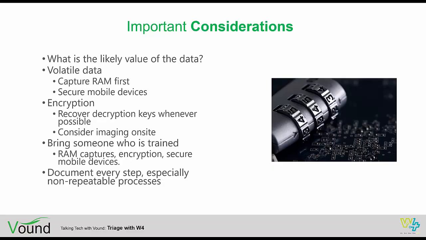Let's go over some important considerations. What is the likely value of the data? You don't want to waste time doing extractions on evidence items that are unlikely to hold responsive data. That shoebox with the suspect's old Motorola Razr is very unlikely to contain any evidence of a recent crime, so that's typically something that you can move to the end of the priority list.